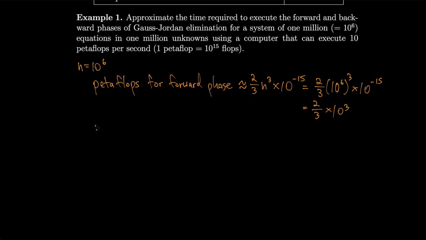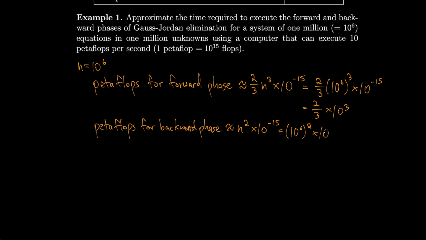Let's see about the backward phase. The petaflops we would need for the backward phase is approximately, again by our table, n squared, and we multiply by 10 to the minus 15 to convert to petaflops. That equals 10 to the 6 squared times 10 to the minus 15, which is 10 to the minus 3. Now we can figure out how long each phase should take.